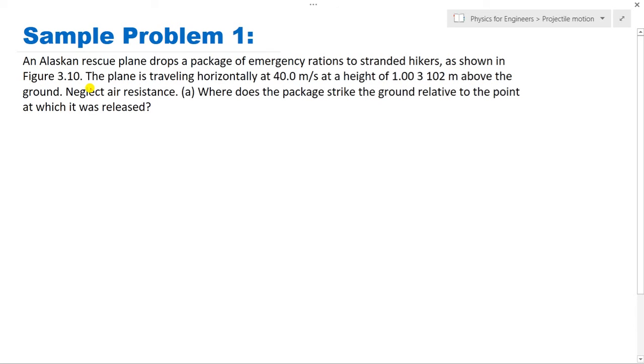Then our first requirement is, where does the package strike the ground relative to the point at which it was released? So again, in order to solve the problem, you need to illustrate this one first so that you can visualize kung ano ba nangyayari sa problem natin. So we illustrate.